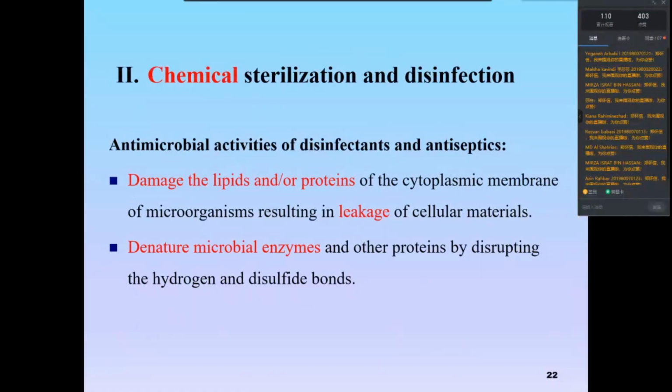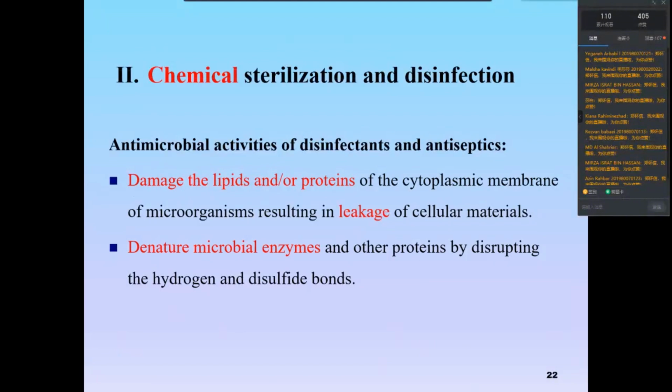If you make pores on the cytoplasm membrane, water can get into the cell, and the contents of the cell will come out. So the microorganism will be lysed, and they will die. So this is one way that the chemicals work on the membrane.